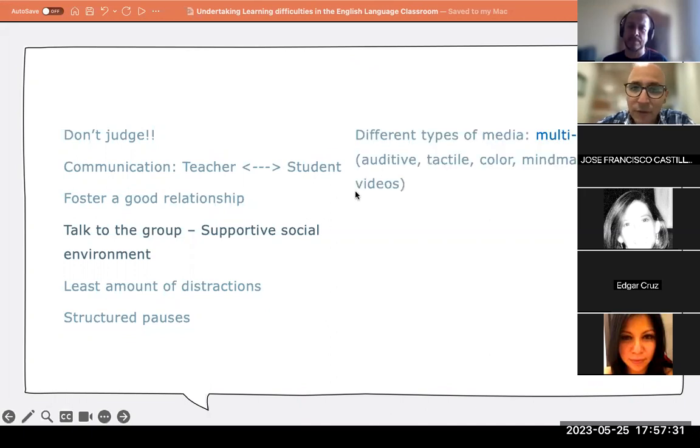Use different types of media. Make your class multisensorial. Give them a lot of auditive exercises and examples. Have them touch it as well. Have them build things, cut out, use colors, make mind maps. Create videos, create audio notes. Have them use WhatsApp. There are so many different things that we can use. You have to break the shell. You have to explore new things to deliver, and also for them to deliver their assignments to you.